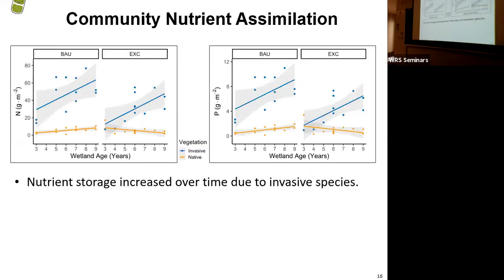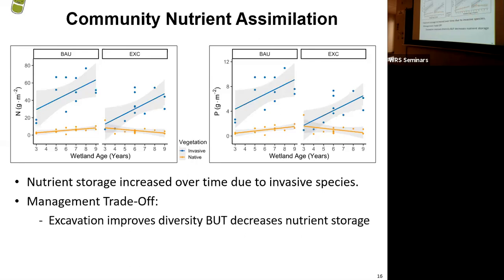Having said that, these invasive species are able to recover very quickly following restoration, so their cover bounces back, but also their biomass, and of course the nutrients that they're storing. When you look at nitrogen accumulation and phosphorus accumulation over time, it's really being driven by invasive species. However, there is a significant decrease in the overall nutrient being stored because we see a decrease in invasive species biomass.